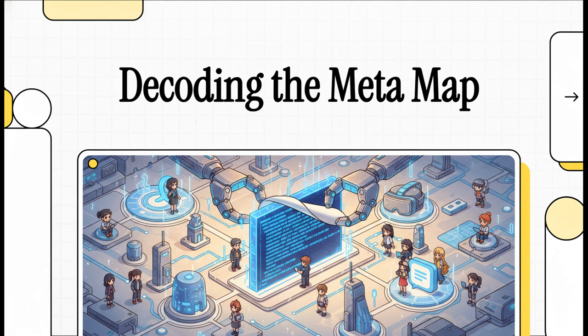But what if I told you that this mundane little footer is actually a complete, incredibly detailed blueprint of a massive global tech empire? We're going to take that single block of source text from Meta's login screen and decode the whole shebang to reveal the structure of their entire operation.